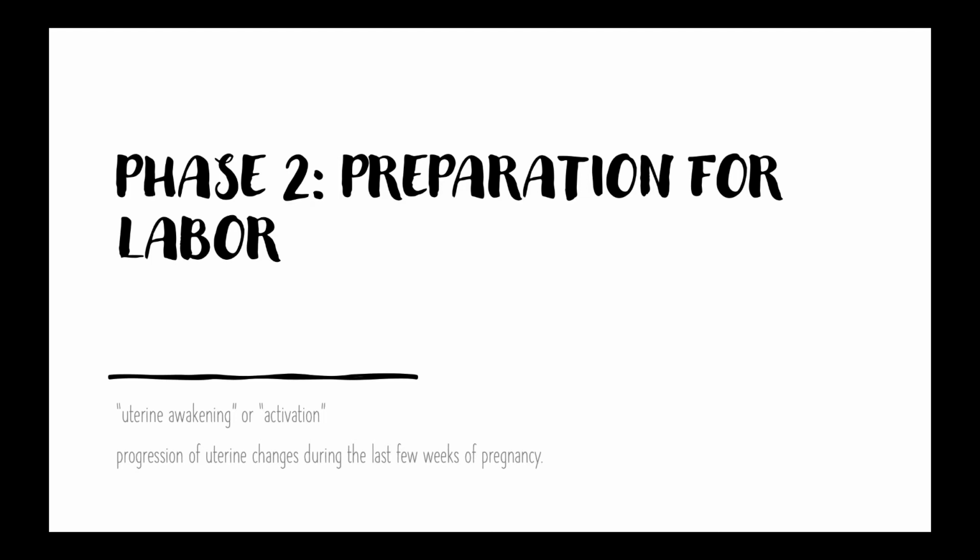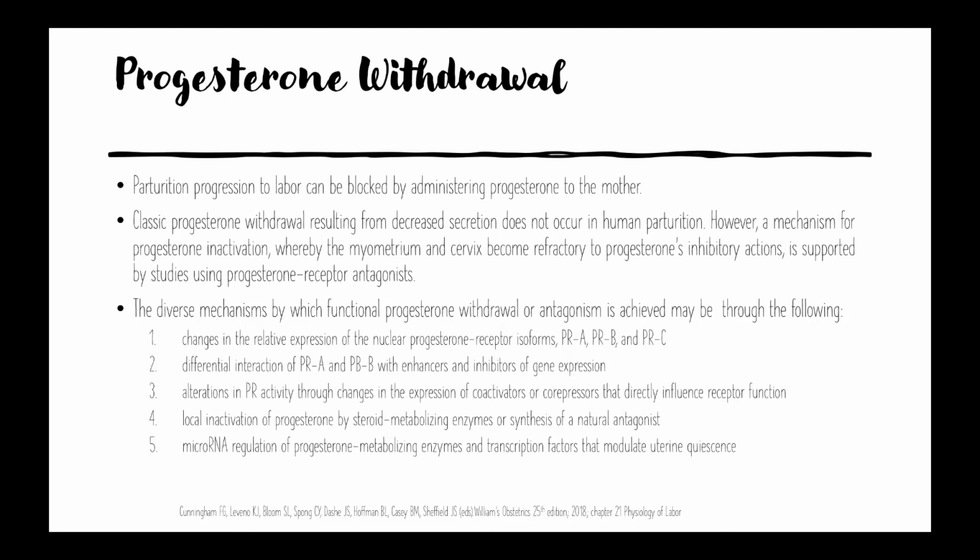Now we go to phase 2, which is preparation for labor. This is also what we call uterine awakening or activation, or the progression of uterine changes during the last few weeks of pregnancy. Parturition progression to labor can be blocked by administering progesterone to the mother. Classic progesterone withdrawal resulting from decreased secretion does not occur in human parturition. However, a mechanism for progesterone inactivation, whereby the myometrium and cervix become refractory to progesterone's inhibitory actions, is supported by studies using progesterone receptor antagonists.